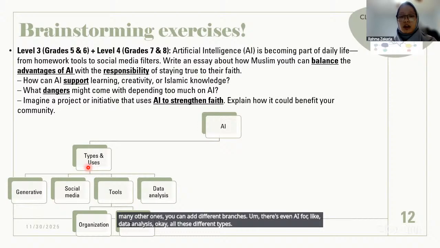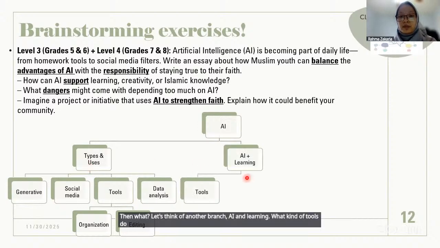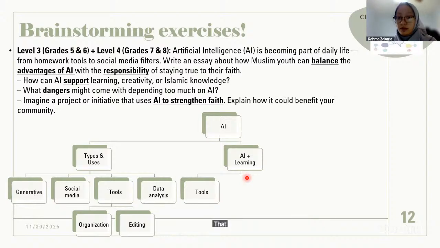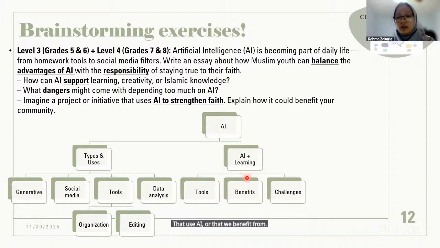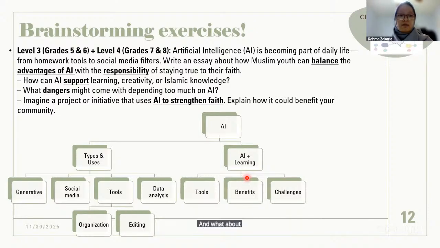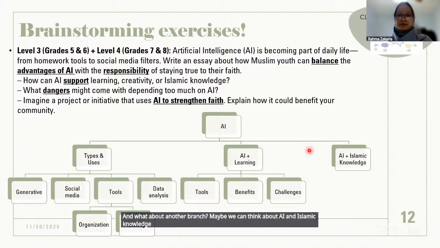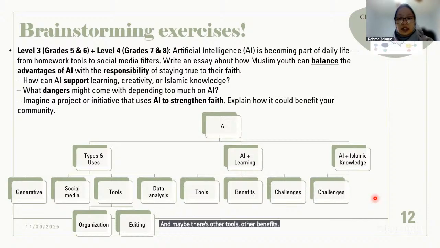Then what? Let's think of another branch, AI and learning. What kind of tools do we use when we're learning that use AI or that we benefit from? And they might have their benefits, they might have their challenges. And what about another branch? Maybe we can think about AI and Islamic knowledge specifically. And maybe there's other tools, other benefits and challenges.